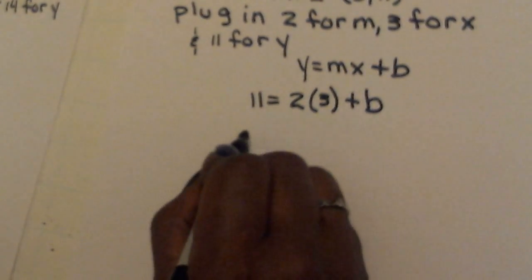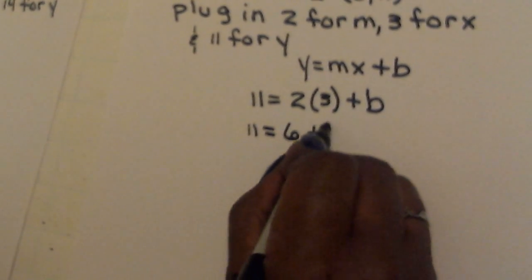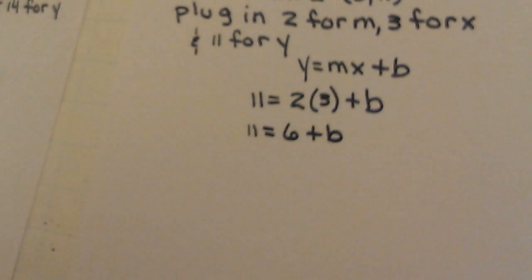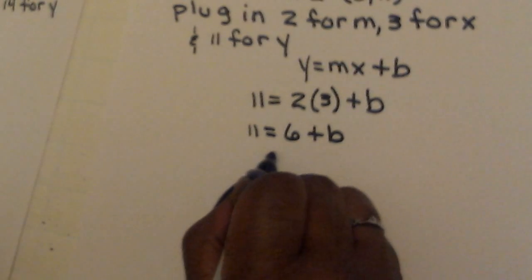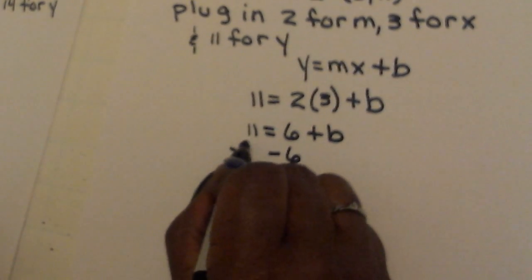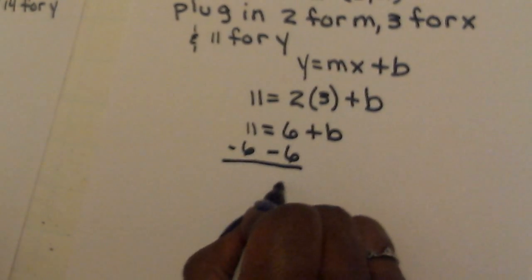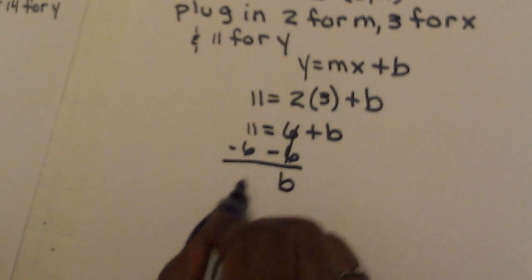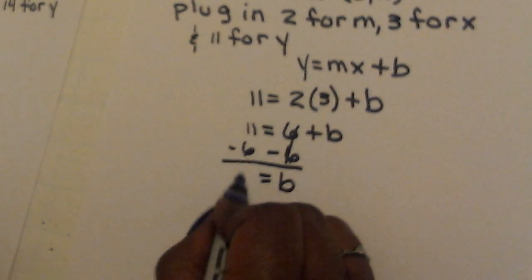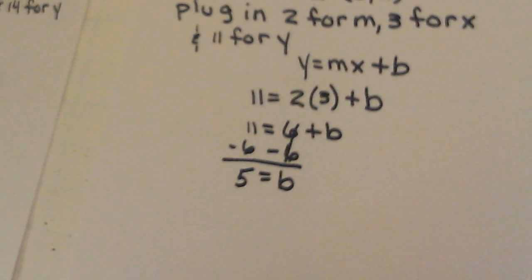Now I'm going to do the math. 11 equals 2 times 3 is 6 plus b. And again, I'm going to use the additive inverse. So 6 is positive. The additive inverse is the opposite, so I'm going to subtract 6. Now when I do, I'll bring the b down. 6 minus 6 is 0, so they cancel out. 11 minus 6 is 5, so the y-intercept, or b, is 5.